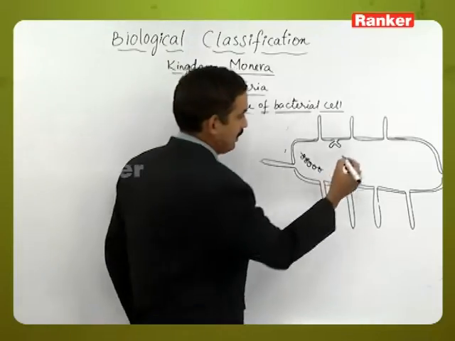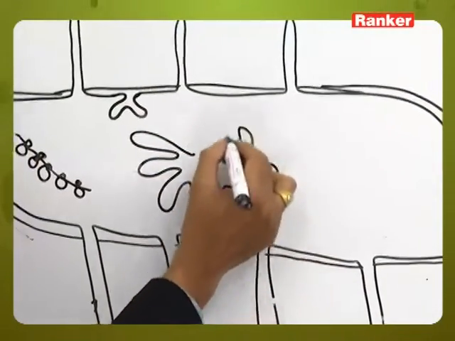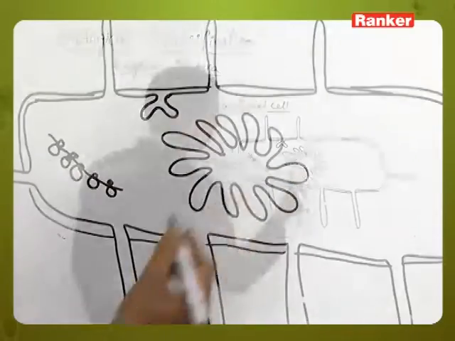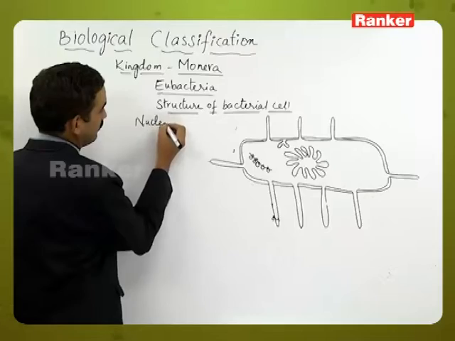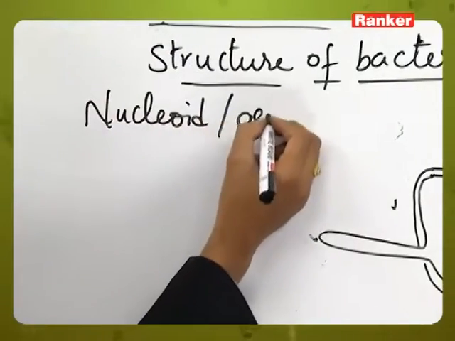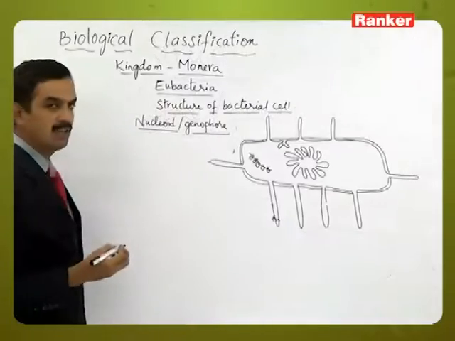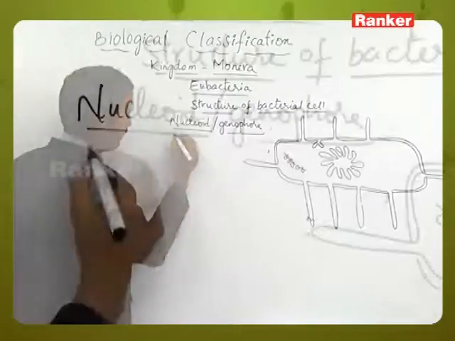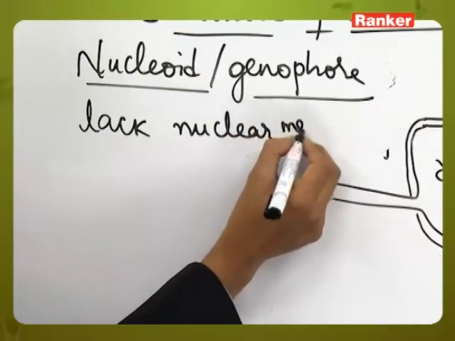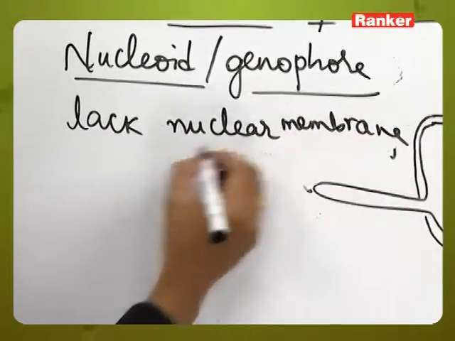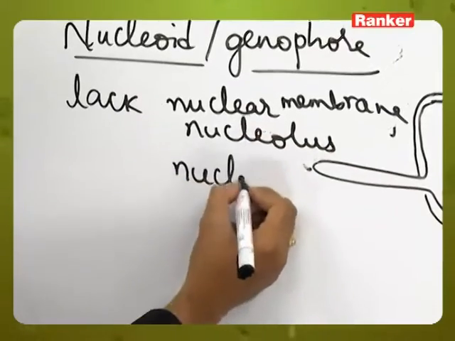Apart from this, it has a double-stranded DNA containing structure. This is called a nucleoid or the genophore. It is considered to be the primitive nucleus. Why? Because it lacks a nuclear membrane, nucleolus and nucleoplasm.